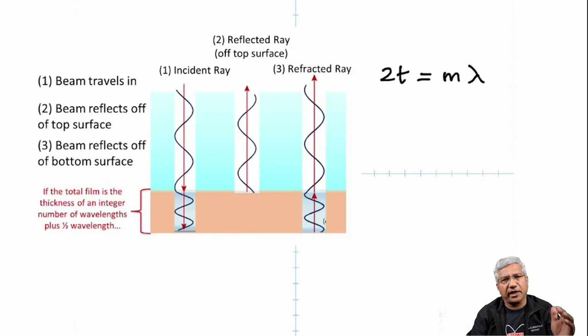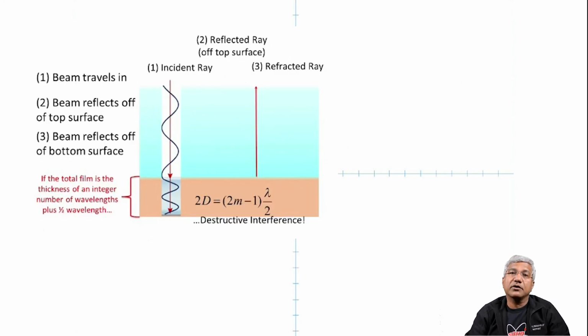What is m? M is either 0, 1, 2, 3, 4, whatever. And lambda is the wavelength of light incident, okay? On the other hand, oh, they have taken the thickness as d. It's okay. On the other hand, if 2 times t or 2 times d, where d is the thickness, is equal to (2m minus 1) lambda by 2, then you get darkness. So that means that wavelength will not be seen.